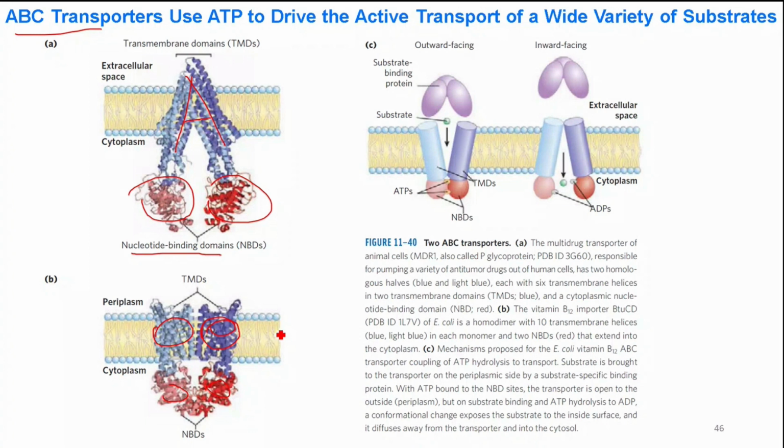And in this cartoon picture, we really see the function. If some molecule from the outside enters into the ABC type of transporter, then two ATPs are required. Two ATPs bind to the NBD domains. After the ATPs are hydrolyzed, the molecule is released in the cytoplasm by the use of two ATPs. This is the example of ABC type of transporters.